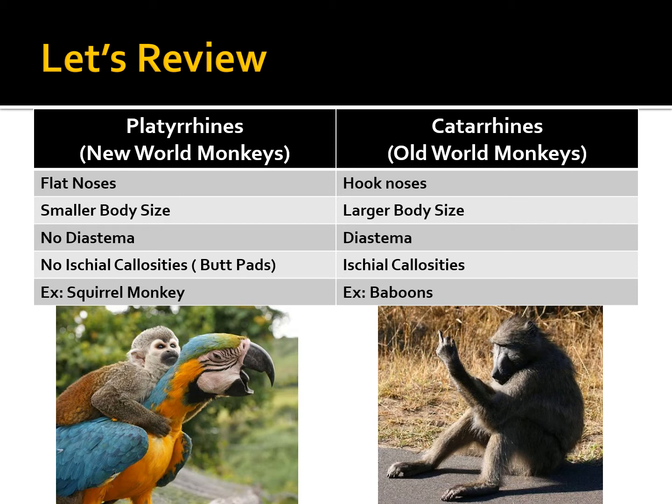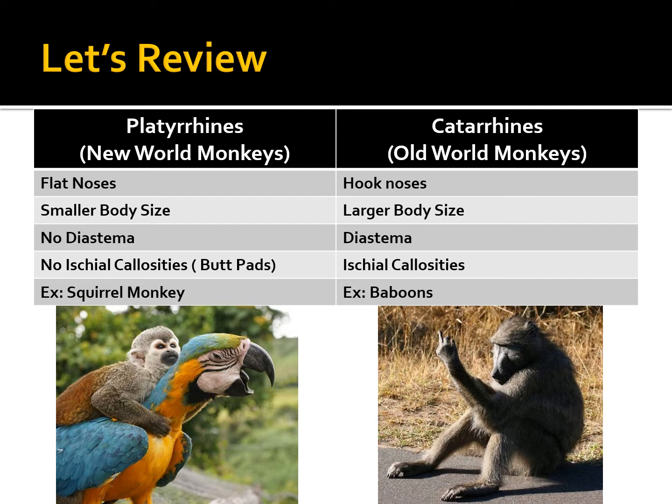Looking at some of the differences going further into these groups, we have New World monkeys versus Old World monkeys, or if we're using the taxonomic classification, platyrrhines, which are New World monkeys, and catarrhines, which are Old World monkeys. Your platyrrhines have relatively flat noses, are smaller in body size, have no diastema in the bottom tooth row, and no ischial callosities or butt pads. An example would be the squirrel monkey that is trying to ride on this parrot here.